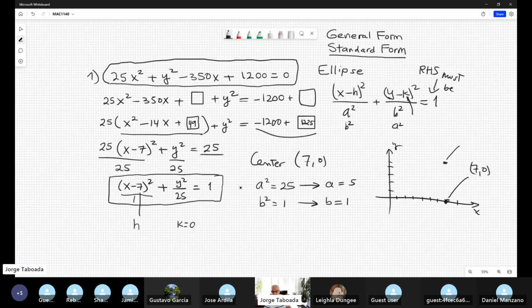So that point would be 7,5. And this point would be here on the other side, 7,-5. Now, the minor axis distance is 1. So this is the endpoint of the minor axis, 6,0, and this is 8,0. Just, I suppose, using my imagination, it looks like that.